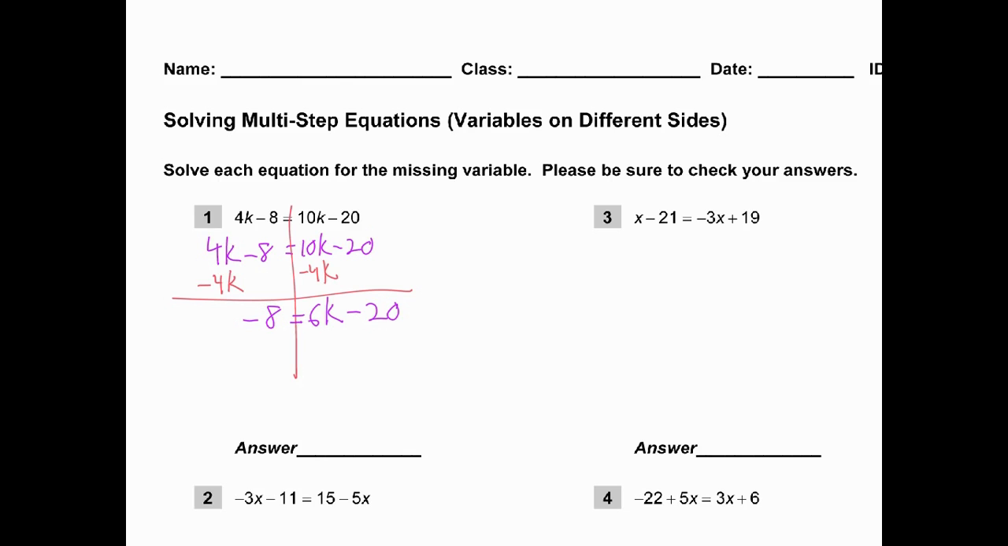So from here, it's just your standard 2-step equation. So we're going to add 20 to both sides. And now on the left side, we'll have a negative 8 plus 20, which gives us a positive 12, equals, and on the right-hand side, we have a 6k, and we have minus 20 plus 20, or in other words, a negative 20 plus 20 is 0, so they just cancel each other out. And now we can divide both sides by 6 to get k equals positive 2.